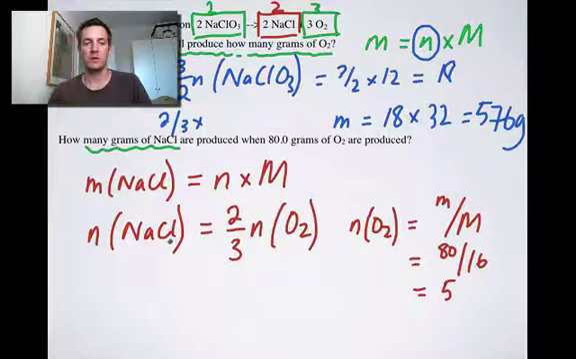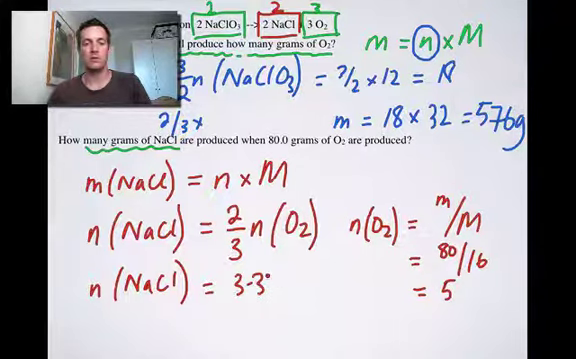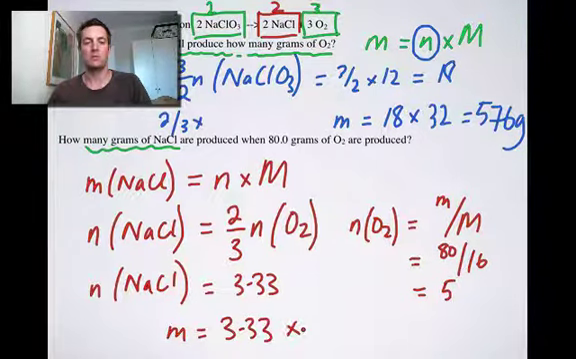So we know the number of moles of sodium chloride, because it's 2/3 of 5. So the number of moles of sodium chloride is 2/3 times 5, because that's the number of moles of oxygen, which is 3.33. Okay, and finally we just say that the mass of sodium chloride is the number of moles times the molar mass, so the mass equals 3.33 times the molar mass of sodium chloride.